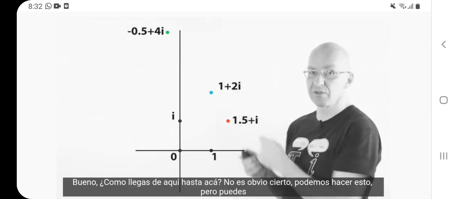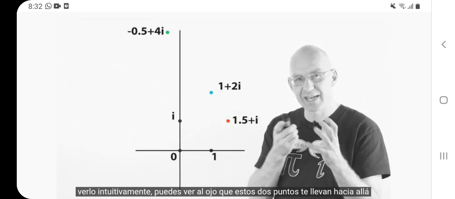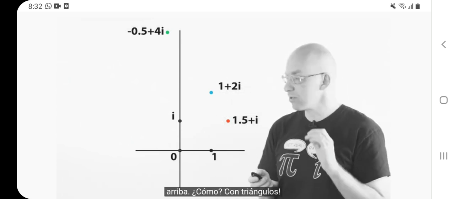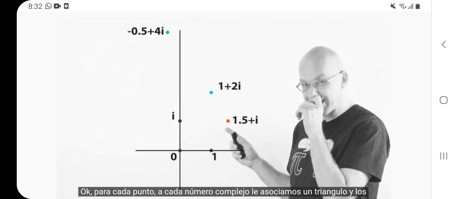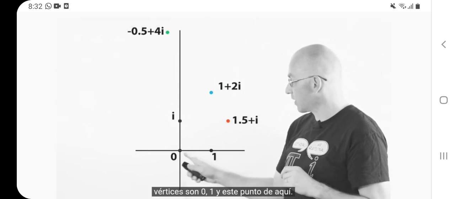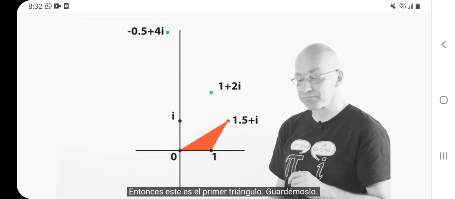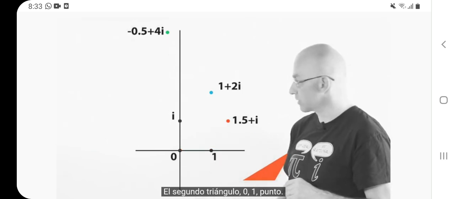Well, how do you get from here to there? Not obvious, right? We couldn't do this, but you can actually see it at a glance. You can see at a glance that these two guys get you up there. How? With triangles. Okay, so to every point, to every complex number, we associate a triangle. And the corners are 0, 1, and that point here, okay? So that's the first triangle. Let's just save it. Second triangle, 0, 1, point.